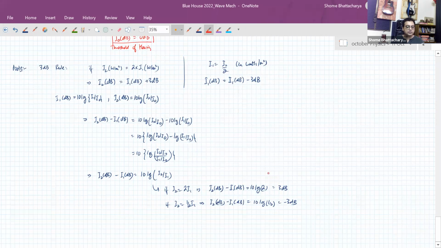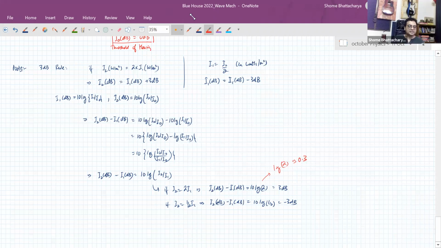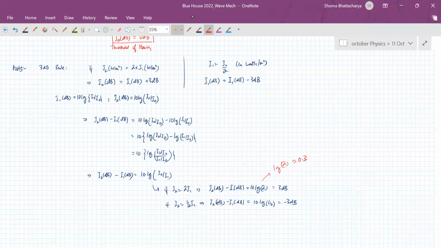But in engineering, it's a useful tool that people use. If you double the intensity in watts per meter square of a sound or of a signal, basically in decibel scale, it's increasing by 3 dB. For example, if I1 is 80 decibels, I2 is let's say 89 decibel, then express I2 by I1 ratio in watts per meter square.